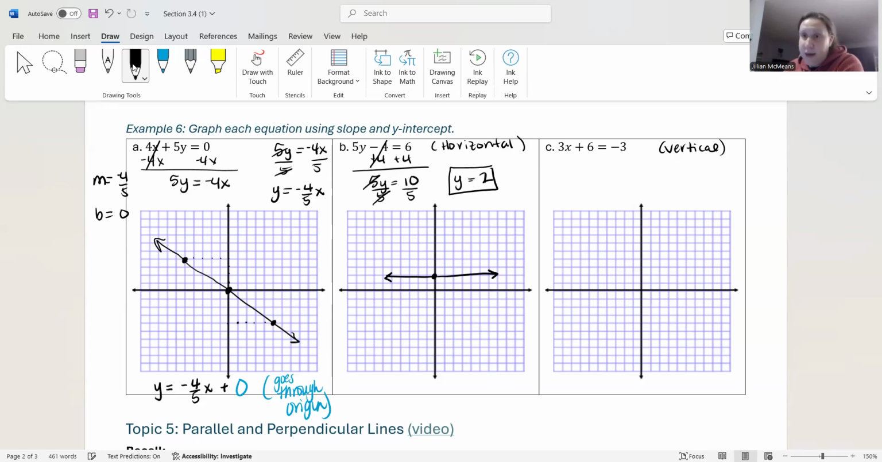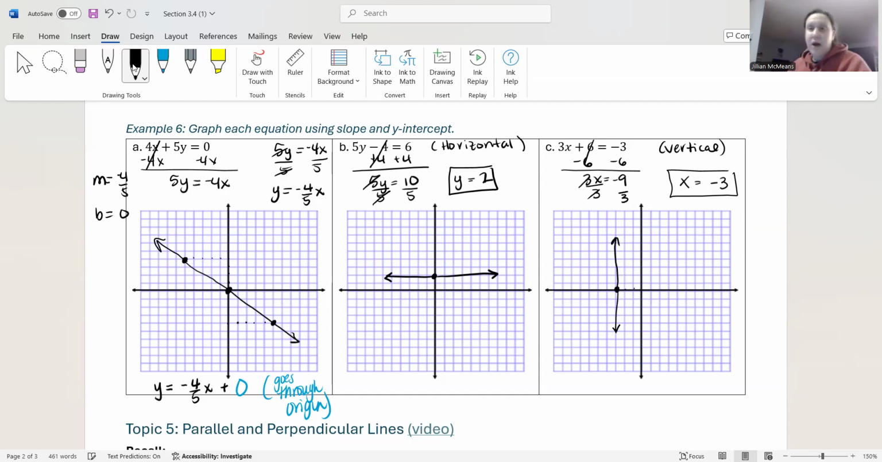Now, because there's no y, we can't solve for y, but that's not a big deal. We could still solve for x. So let's go ahead and solve for x. So I want to start by subtracting 6 from each side. 6 minus 6 is 0, which leaves me with 3x equals -9. And then I want to divide both sides of the equation by the coefficient of x, which is 3. 3 divided by 3 is 1. 1 times x is x. And then -9 divided by 3 is -3. So this tells me I am a vertical line and I go through -3 on the x-axis. So 1, 2, 3. So I'm going to look like this.